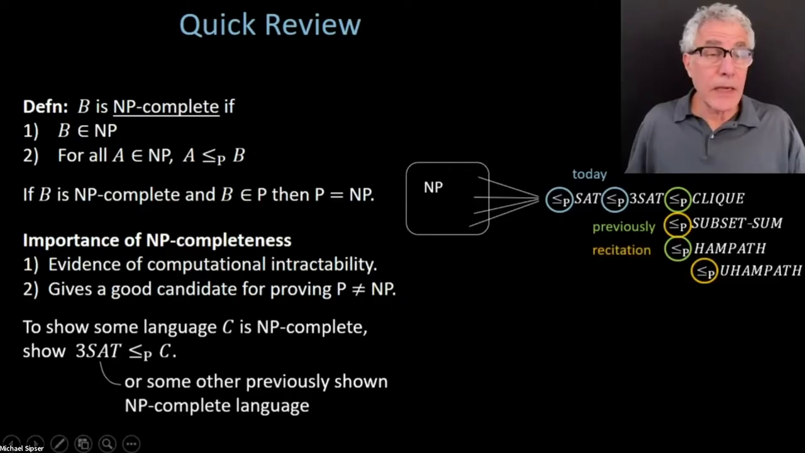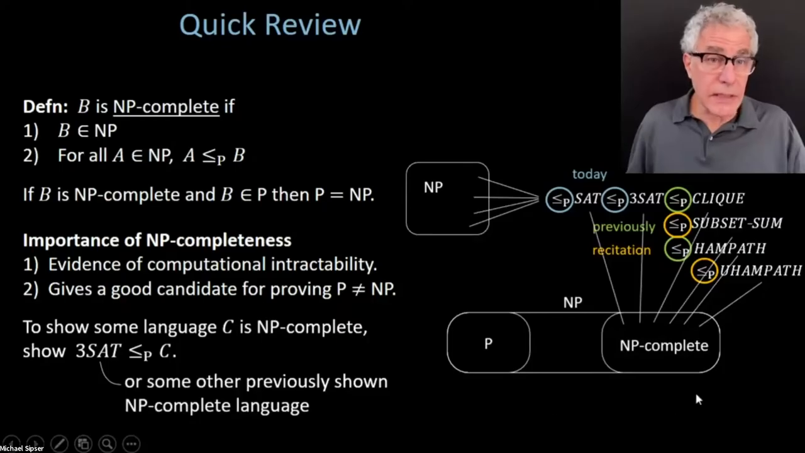And in recitation, if you went to that, they showed that the subset sum problem and the undirected HAMPATH problem are also reducible from previously shown problems, either from 3SAT, or in the case of the undirected HAMPATH problem, it's reducible from the HAMPATH problem. And the conclusion, once we have these reducibilities shown, is that all of these problems are NP complete.